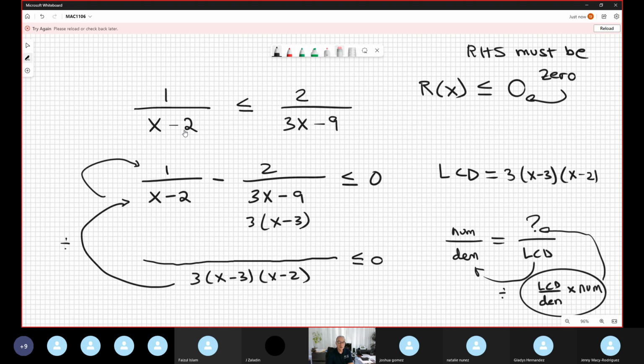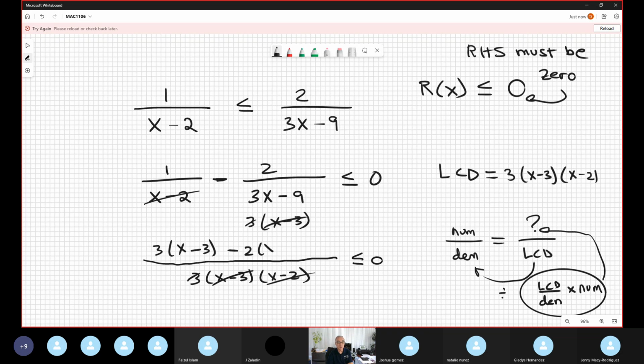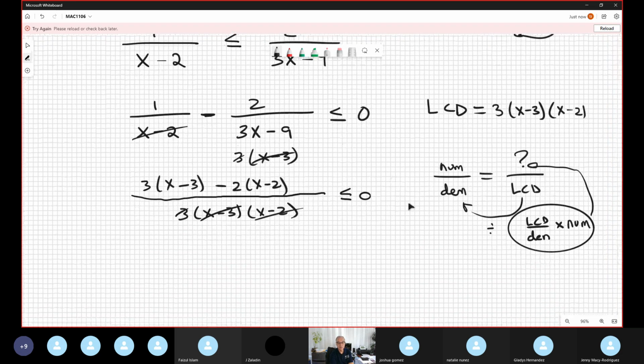So basically, mentally you divide the LCD by x minus 2. It's obvious that x minus 2 cancels out, and what stays is 3 times x minus 3 times 1, so 3 times x minus 3. Minus, this minus is this. And when you divide the LCD by the denominator 3x minus 9, the 3 cancels and x minus 3 cancels, and only x minus 2 stays, times 2, so 2 times x minus 2. Does everyone follow me? Do you understand the algebra I am doing?